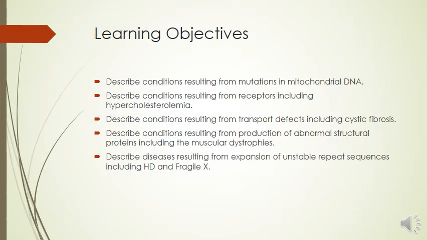The learning objectives for this week are to describe conditions resulting from mutations in mitochondrial DNA, to describe conditions resulting from defective receptors, including hypercholesterolemia, to describe conditions resulting from transport defects, including cystic fibrosis, to describe conditions resulting from production of abnormal structural proteins, including the muscular dystrophies, and to describe diseases resulting from expansion of unstable repeat sequences, including Huntington disease and Fragile X.